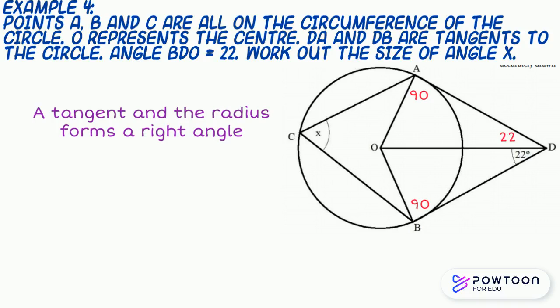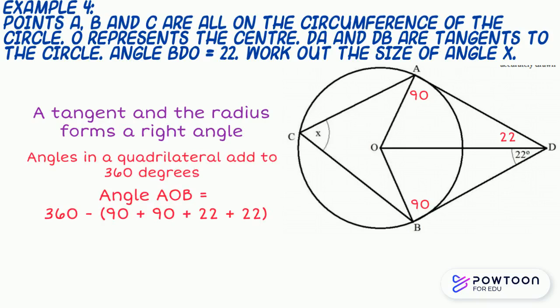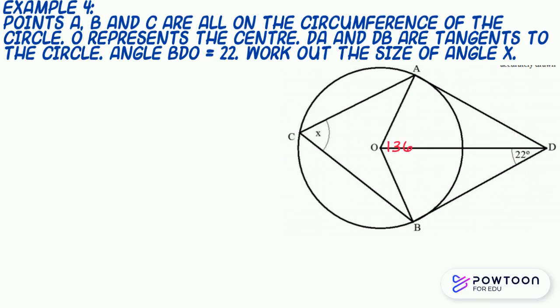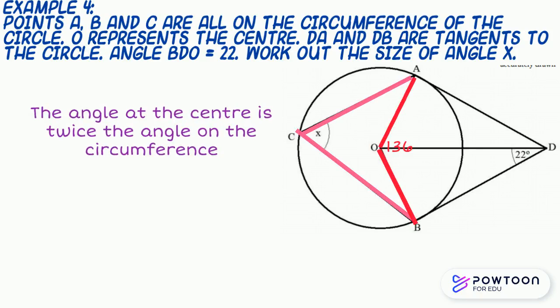So now we've got every angle except AOB in a quadrilateral. We know that those add to 360 degrees, so we can just add our angles up, take it from 360, and get AOB is 136 degrees. Now we can use another circle theorem that we talked about earlier, that the angle at the center is twice the size of the angle on the circumference. So that means angle x is going to be half of angle AOB. So it's half of 136. So that means x is 68 degrees.